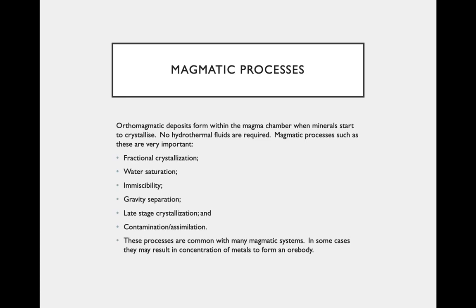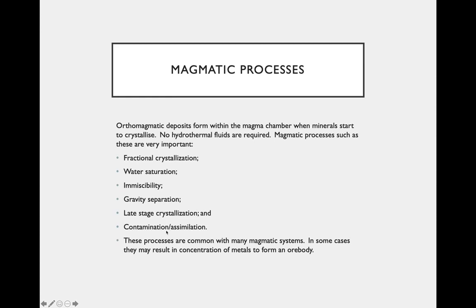Water saturation, so this is just when water concentrations get so high that they will enable water to form. Miscibility, a fancy way to say unmixing. Think about oil and water. They don't mix completely. The oil will congeal and form a separate fluid phase when it's with water. Gravity separation, this links strongly back to fractional crystallization, about how we can separate minerals or maybe liquids based on different densities. Late stage crystallization, the final products, which can be water rich.